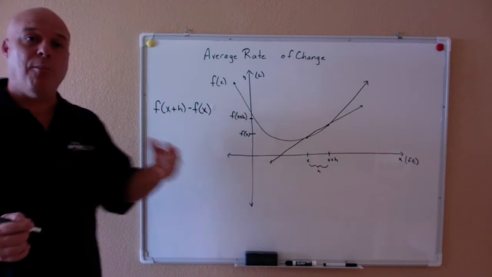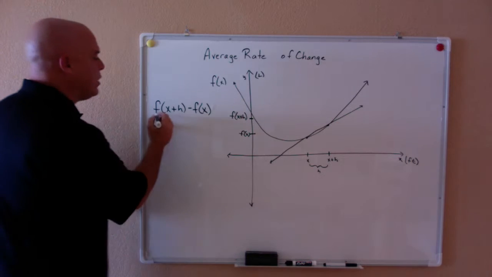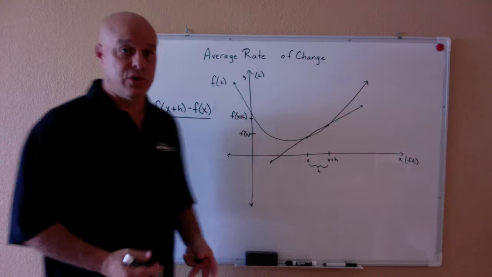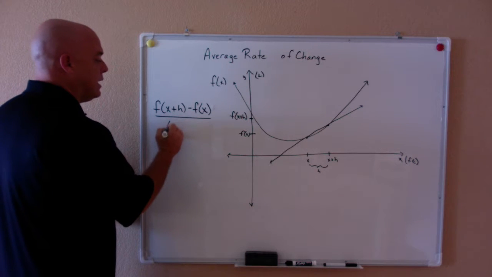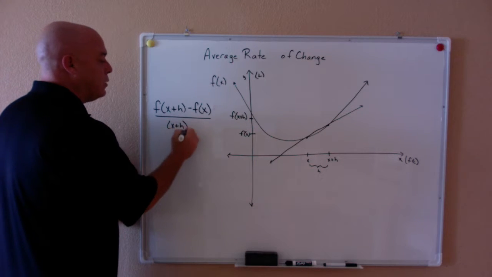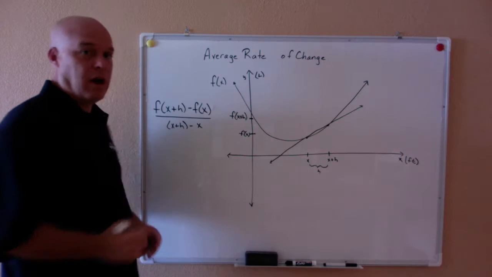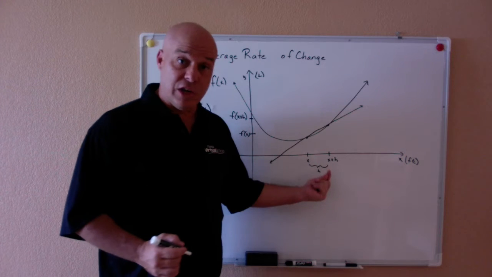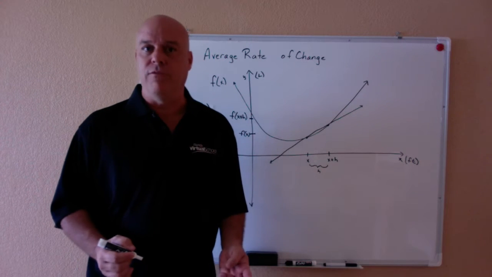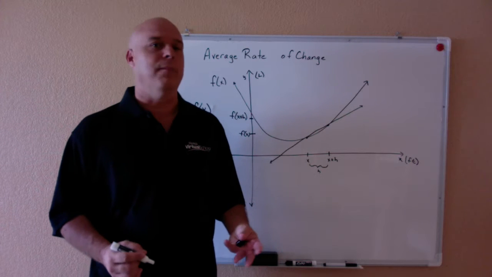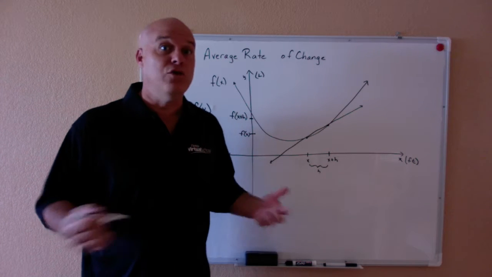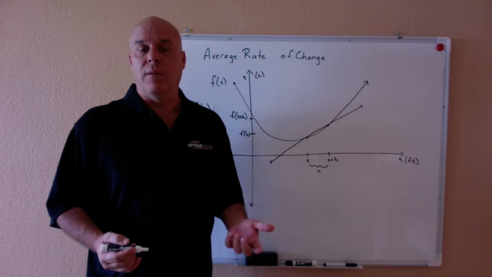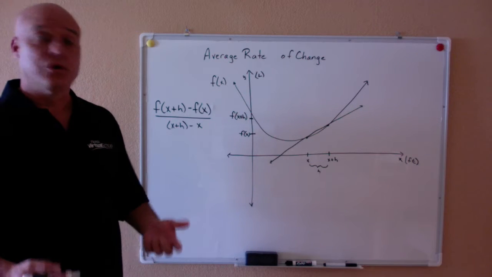That will tell me how much the y value has changed, and I'm going to divide that by how much the x variable has changed. In this case, that's going to be the x plus h value minus the x value. So, change in the y value divided by change in the x value. Now, that should sound pretty familiar to you. Change in y divided by change in x. We've been doing that since Algebra 1. We called it slope. Really, that's what we're talking about here. Average rate of change is slope.